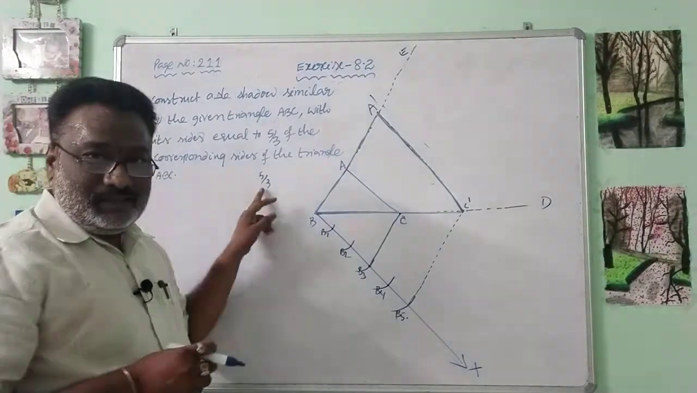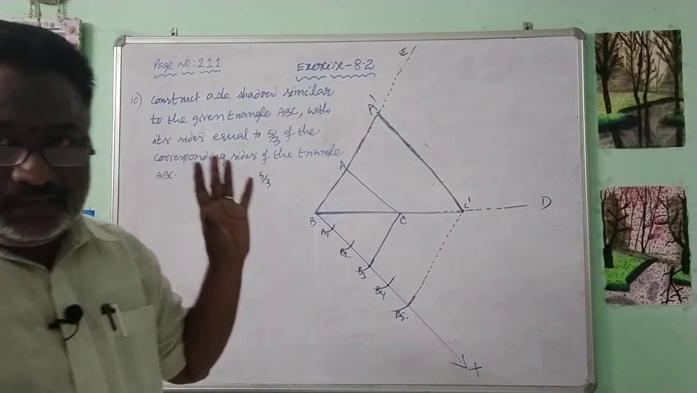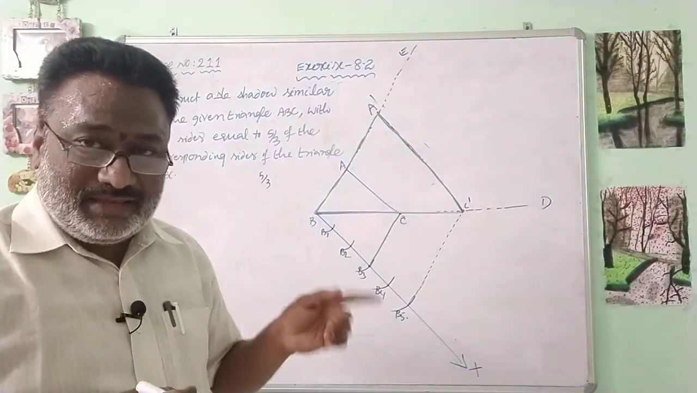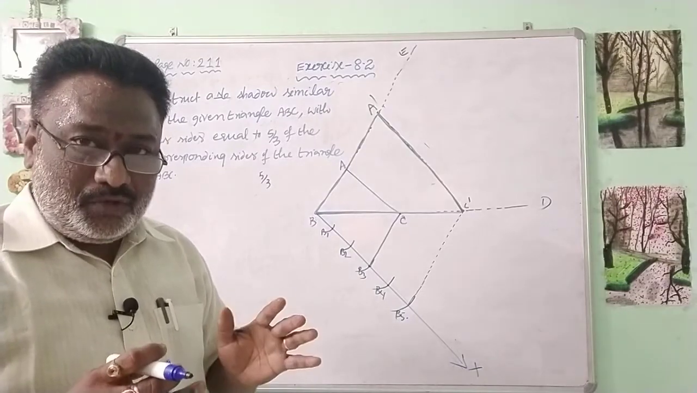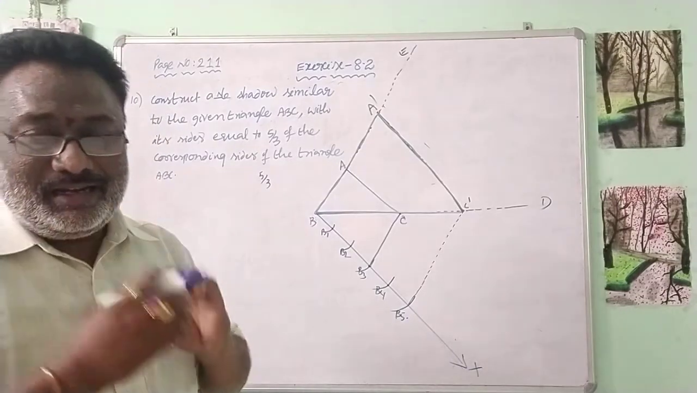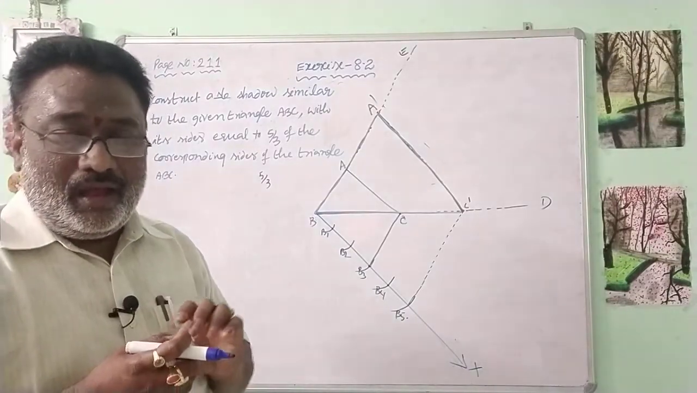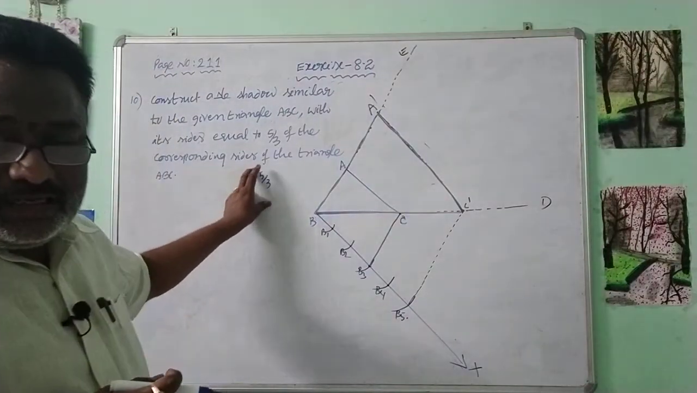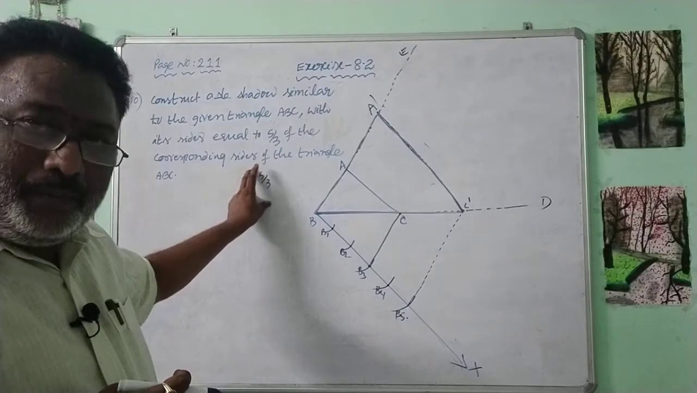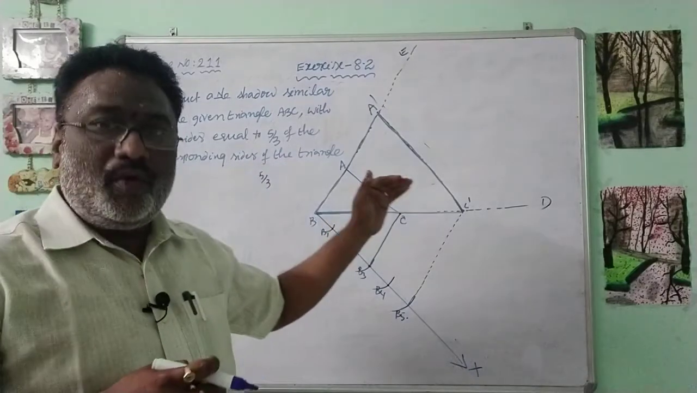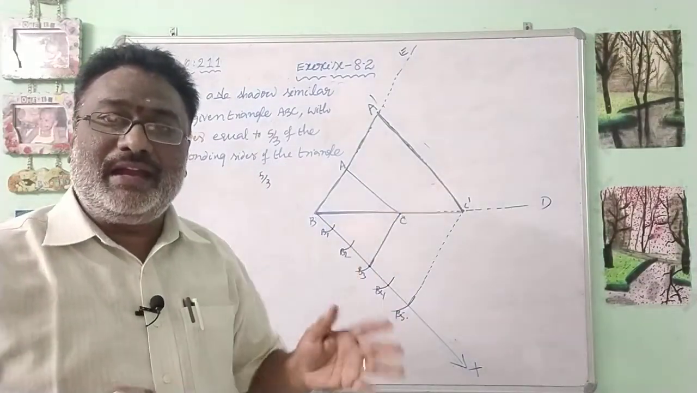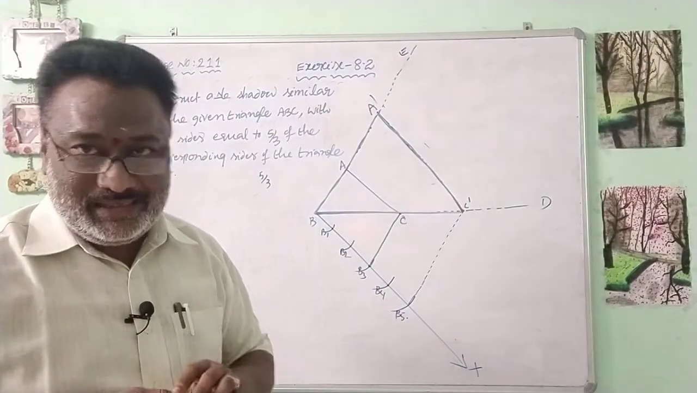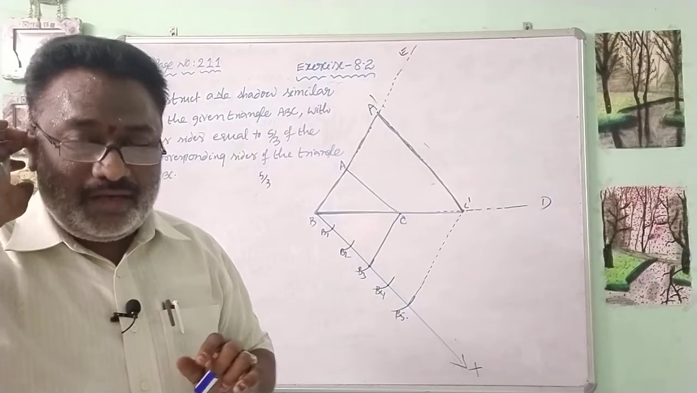5/3 means an improper fraction. Whenever you draw an improper part of the given triangle ABC, it should be greater than the given triangle ABC. And one more thing you need to remember: if the part given is a proper fraction, the similar triangle which you construct should be smaller than the given triangle ABC. That thing you need to remember yourself.